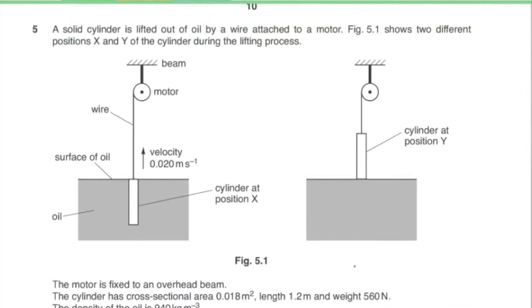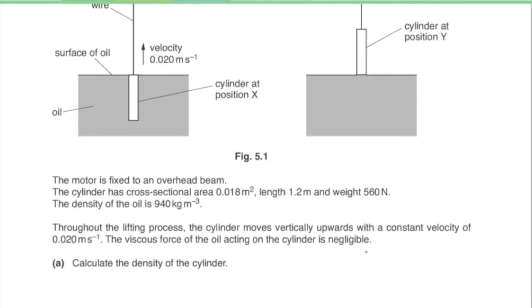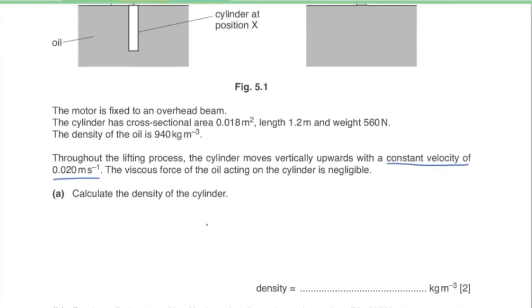Question number 5. A solid cylinder is lifted out of oil by a wire attached to a motor. Figure 5.1 shows two different positions x and y of the cylinder during the lifting process. The motor is fixed to an overhead beam. The cylinder has cross-sectional area, length, and weight. The density of the oil is 940 kilograms per meter cubed. Throughout the lifting process, the cylinder moves vertically upwards with a constant velocity of 0.02 meters per second. The viscous force of the oil acting on the cylinder is negligible. Calculate the density of the cylinder.